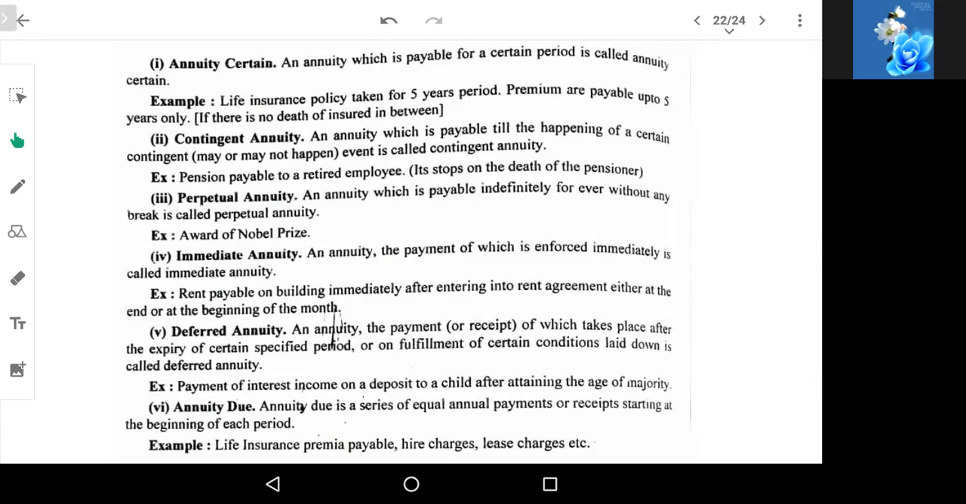Okay. For that 5 years, a person's life is insured. Now, in that 5 years, if anything happens to the person, then the insurance amount can be claimed for that particular event. After 5 years, nothing can be done because you will get back your money. You can open a new policy. So that is annuity certain. It is payable for a certain period of time.